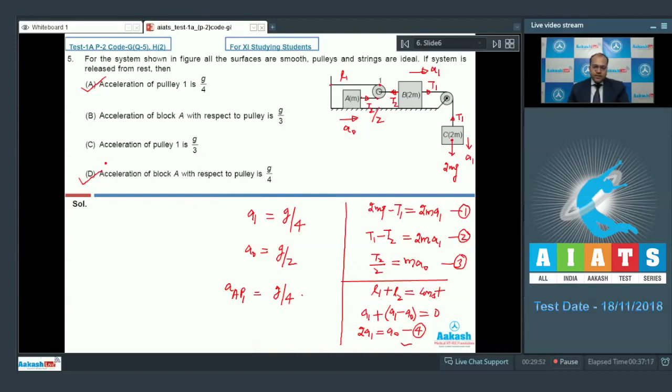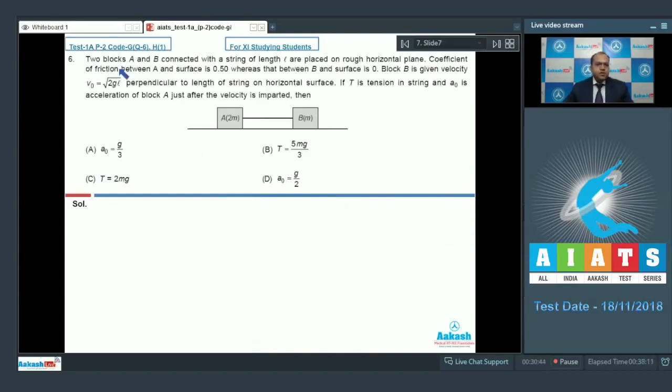Let's move to question number 6. In question number 6, two blocks A and B connected with a string of length L are placed on a rough horizontal plane. The coefficient of friction between A and the surface is 0.5, that is half, whereas that between B and the surface is 0. Block B is given velocity V0, equal to under root 2gL, perpendicular to the length of the string on the horizontal surface. If T is the tension in the string and a0 is the acceleration of block A just after the velocity is imparted, then we have to check the validity of the given statements.